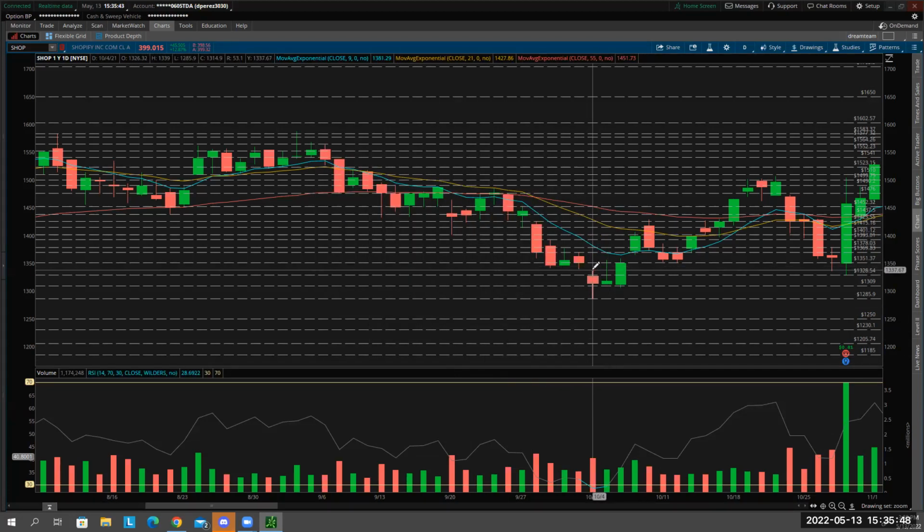I like this level here as well. 1339.25. 1341. 1339. Yeah, 1339.25. Great level.